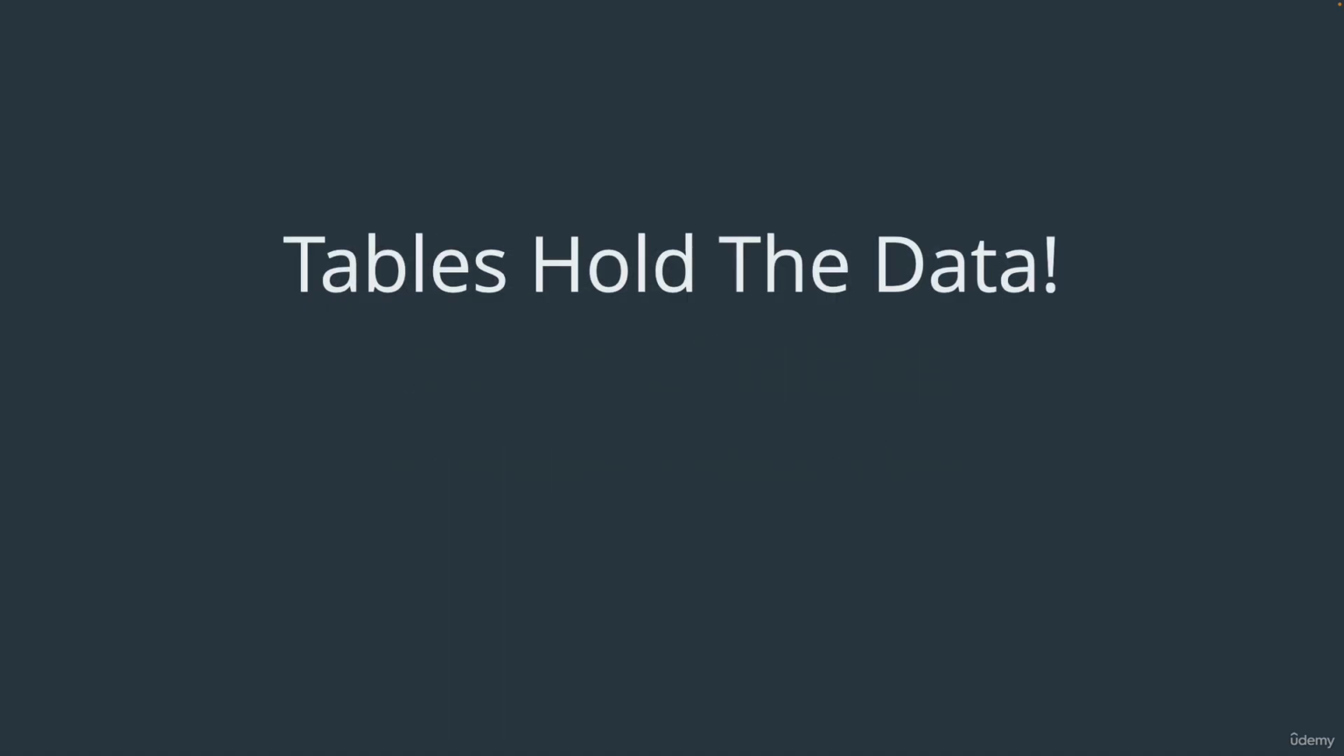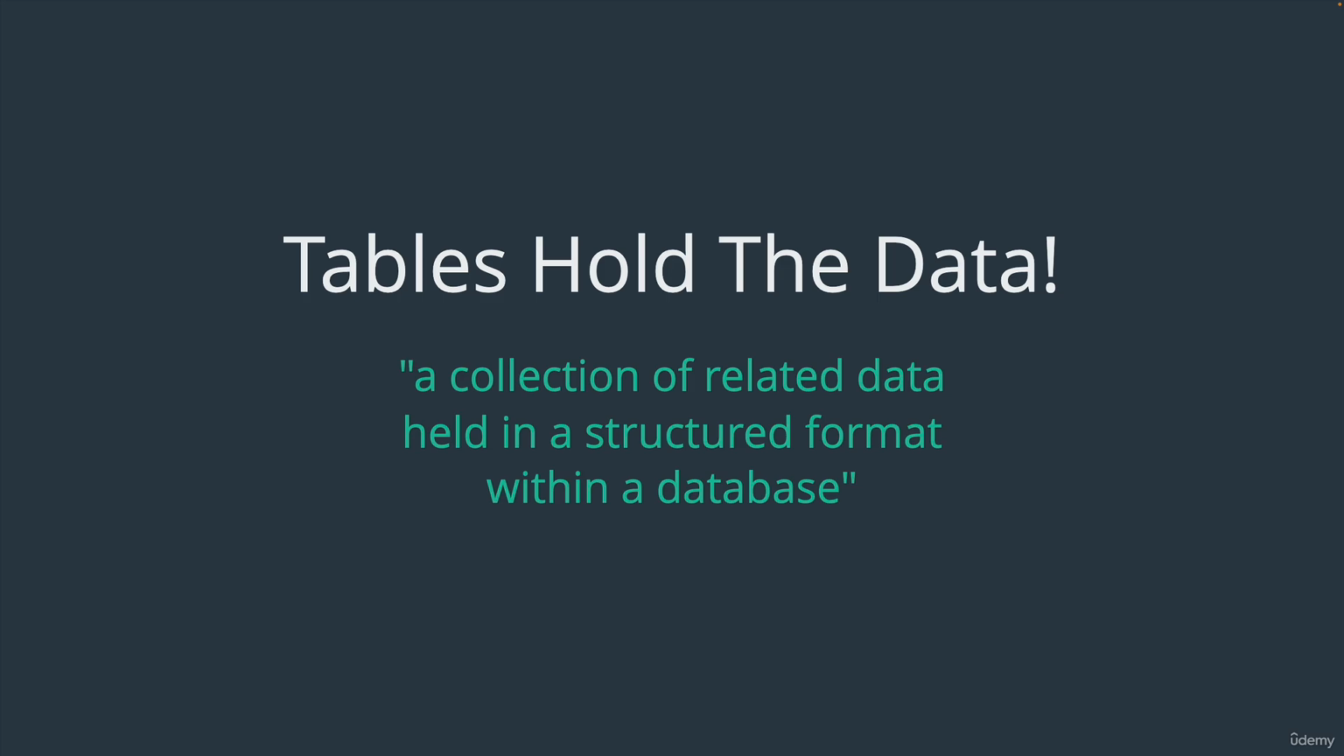And tables are what hold our data. They describe the format and the shape of our data, and then they hold collections of data that follows that shape. So a more technical definition would be a table is a collection of related data held in a structured format within a database. Now that structured part is very important. Also, the fact that it's a collection of data is very important.